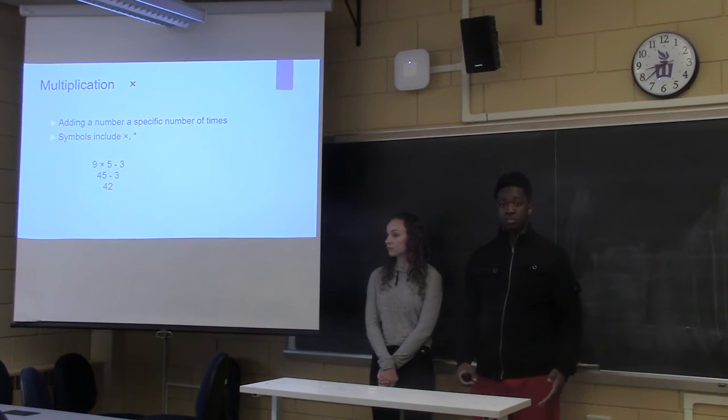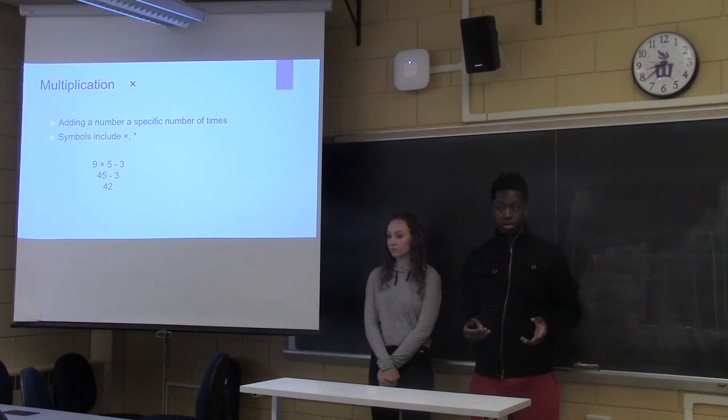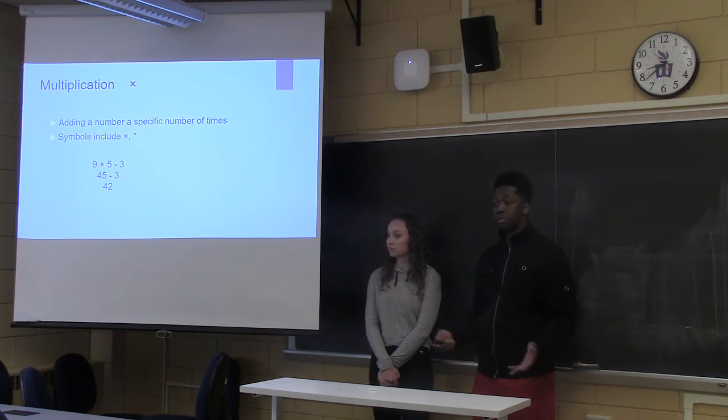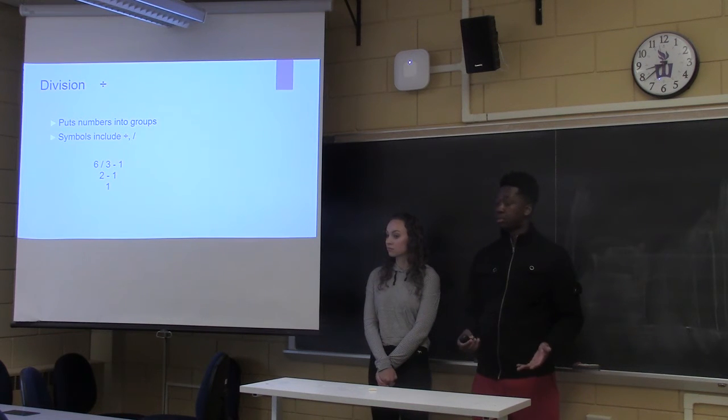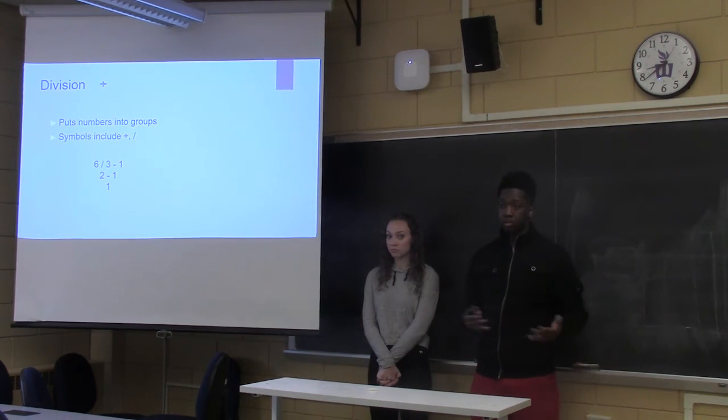Multiplication, that's adding a number together a specific number of times. The symbols usually use an X or a star. As you can see, there's a little example there, 9 times 5 minus 3. You'll do the multiplication first, and then the subtraction. Division puts numbers into groups. Common symbols for those are the division symbol itself and a backslash. As Reagan mentioned, the division and multiplication are interchangeable, so if you have those together, you can do it from left to right.